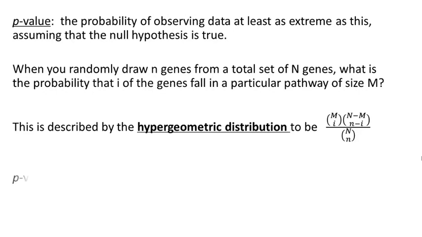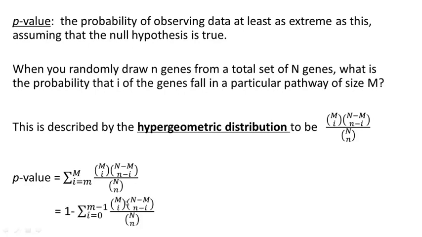So the p-value in this formula is this formula summed up for i from small m to big M. And it is equal to 1 minus this formula summed up for i from 0 to small m minus 1. And we get a p-value.